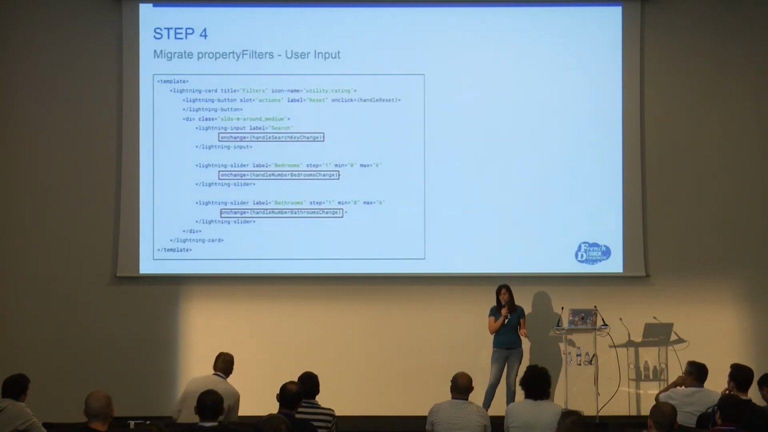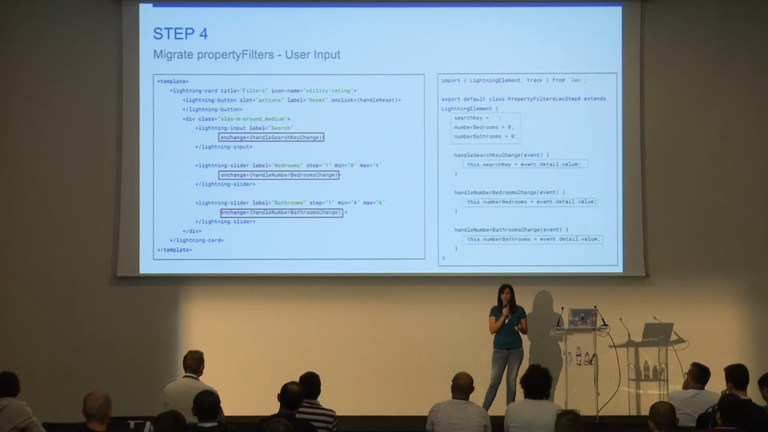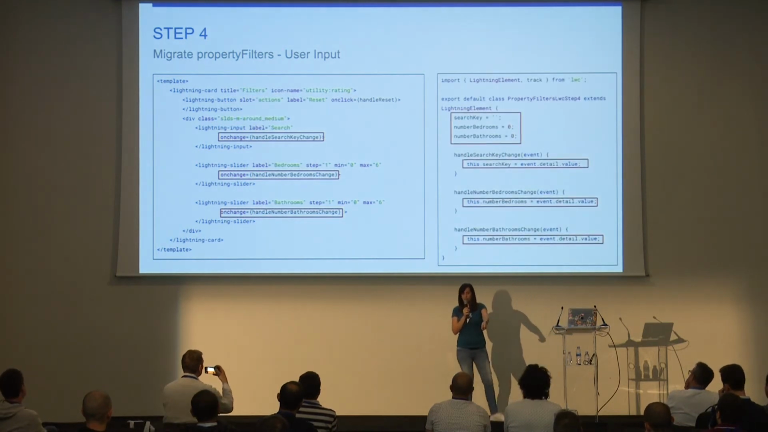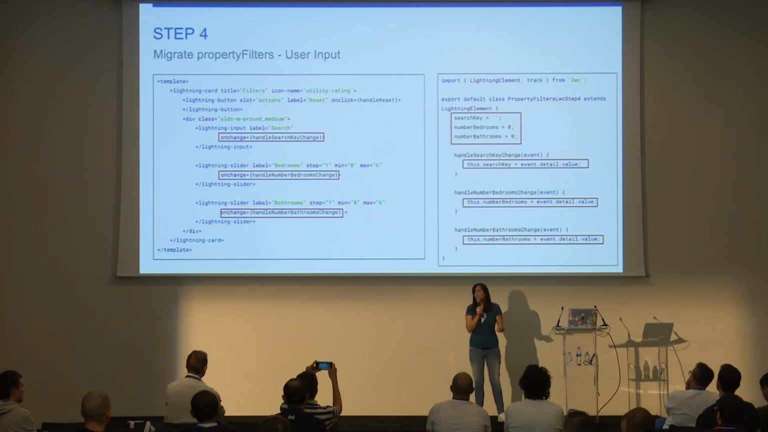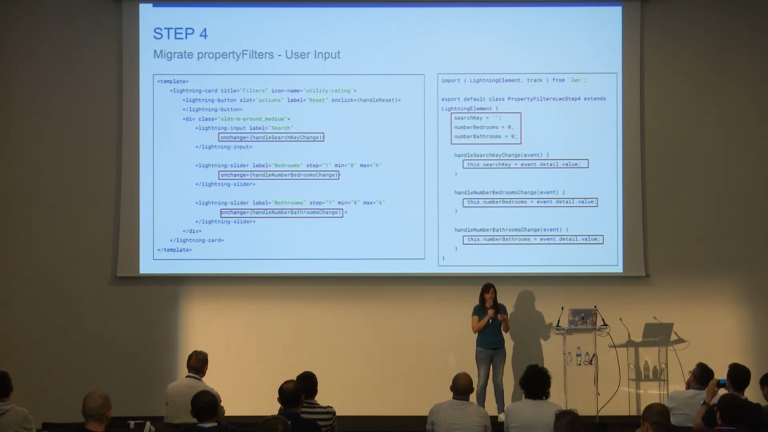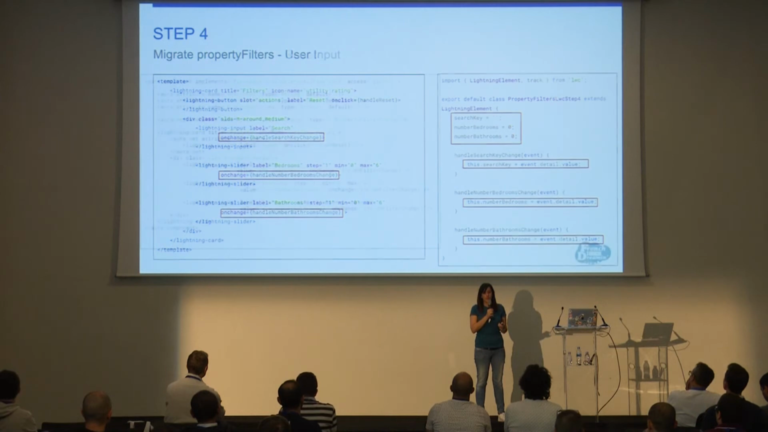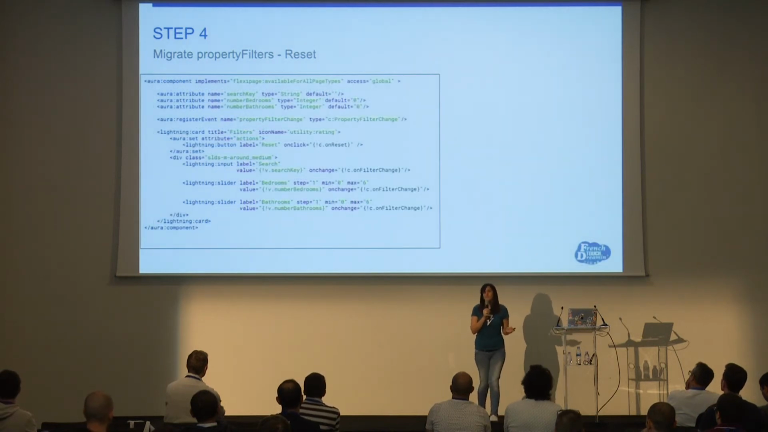So that's what we are doing in Lightning Web Components. We listen to the on-change event that the child component, in this case the Lightning input or the Lightning slider, is firing, and we get the search key, number of bedrooms, and number of bathrooms that the user is entering in those HTML inputs from the event detail property. And then we can store that in private properties or do whatever we want with that, okay? As I say, this is really key to understand.